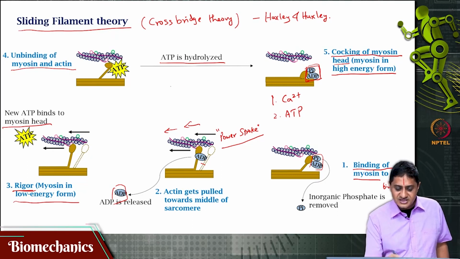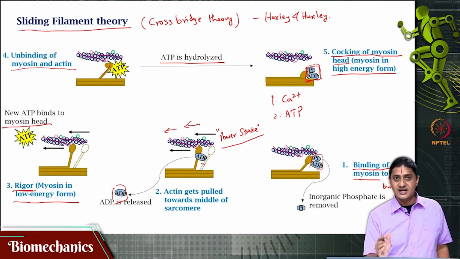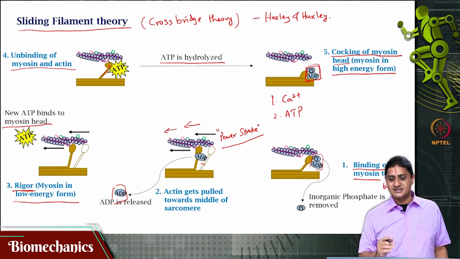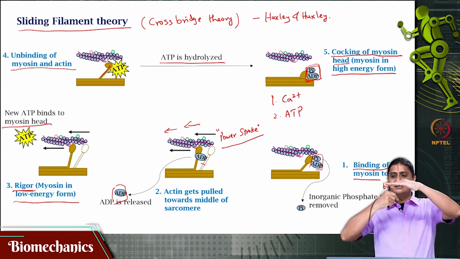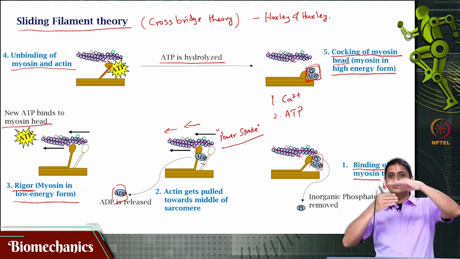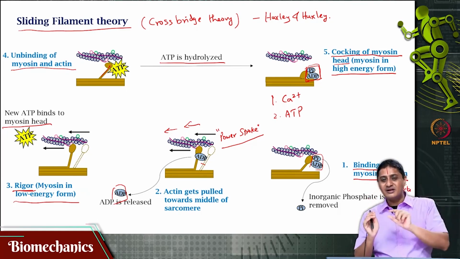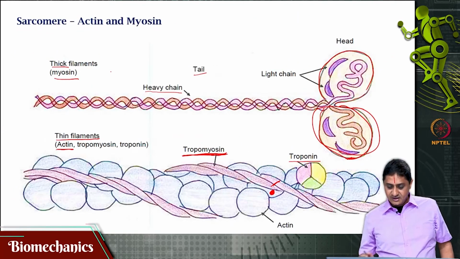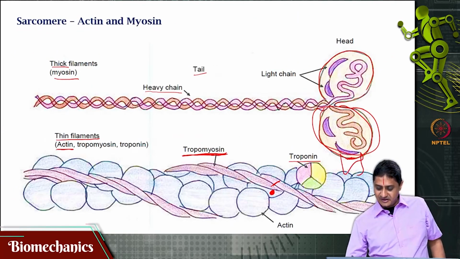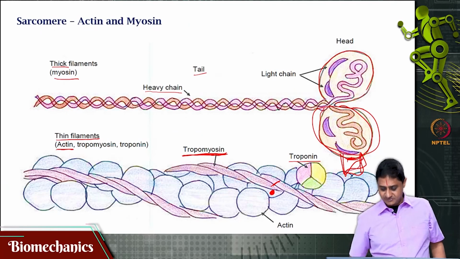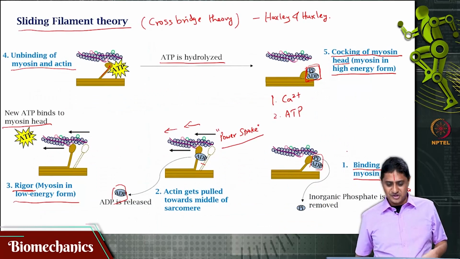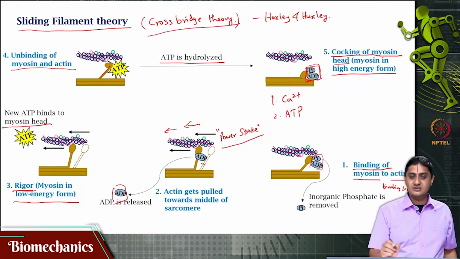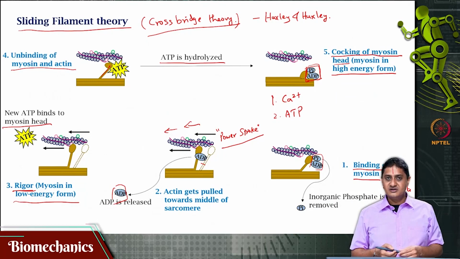This bridge is formed between a myosin head and an actin binding site, and it is an across bridge, because these two are sliding with respect to each other, and a line is attaching these two. There is a bridge formed between the thin filament and the thick filament. Because it is formed across, it is called a cross bridge, which is why this whole theory is also called the cross bridge theory of force production.